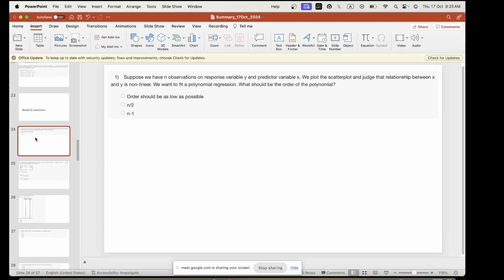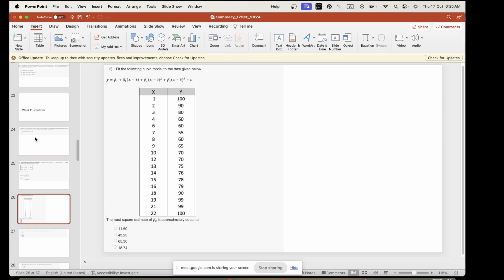This is week 11. Ma'am, the question where we have a table of x, y, one is mapped to 100. Yes, ma'am. Okay. The least square estimate of beta naught is approximately equal to what?